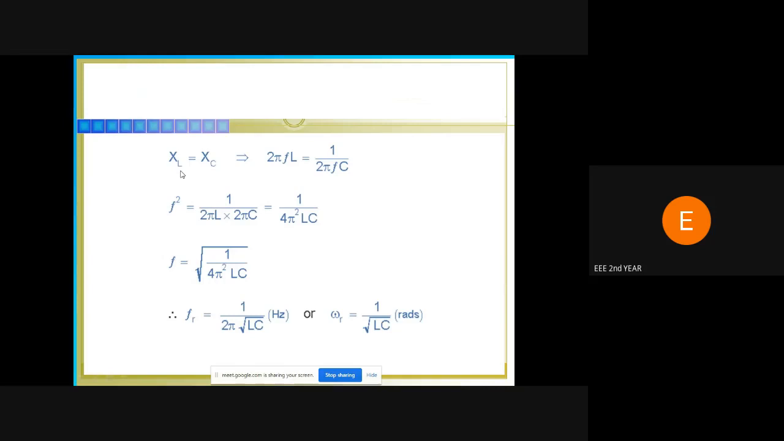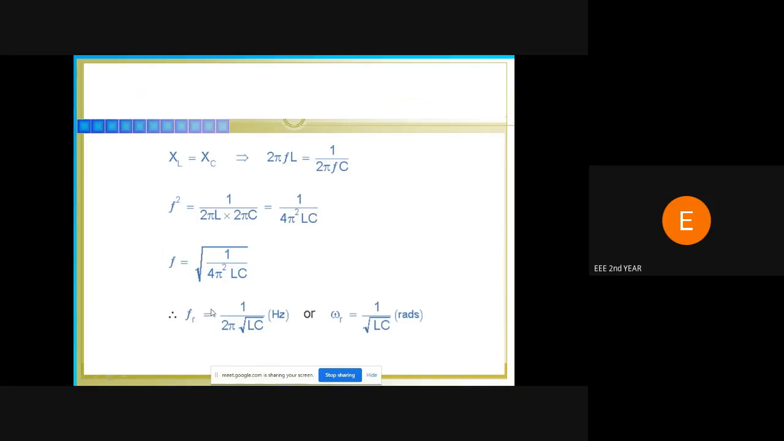Based on this, cross multiplying, f squared equals 1 by 2 pi C into 2 pi L, which is 1 by 4 pi squared LC. Taking the square root, f is equal to the square root of 1 divided by 4 pi squared LC, which is 1 divided by 2 pi root of LC. This is the resonance frequency.